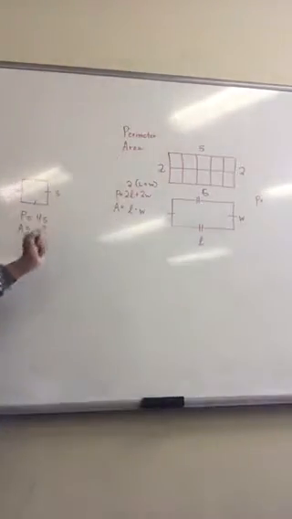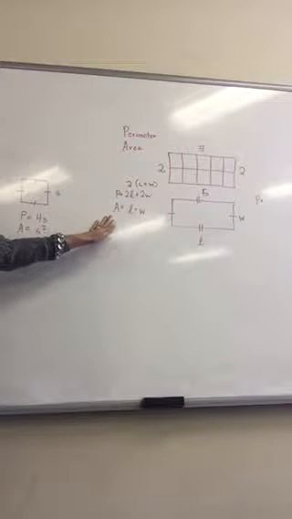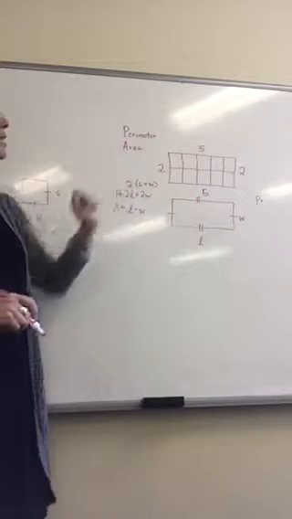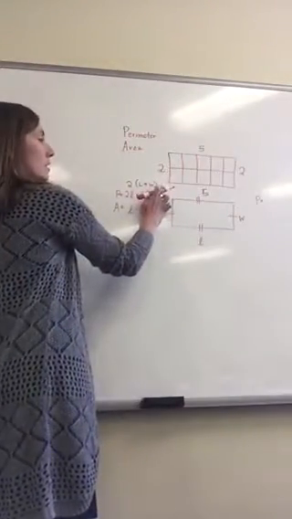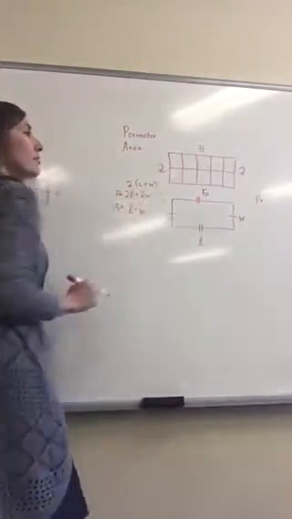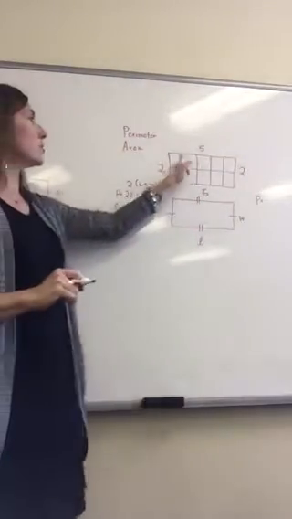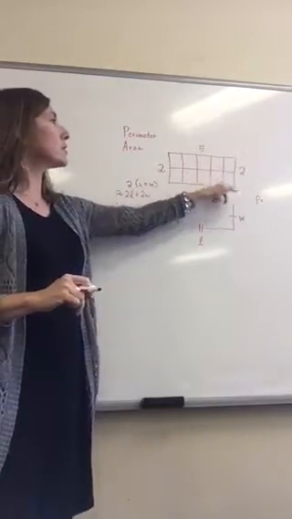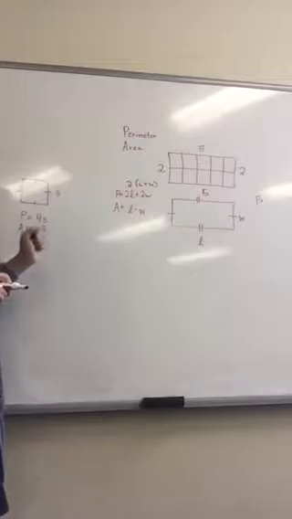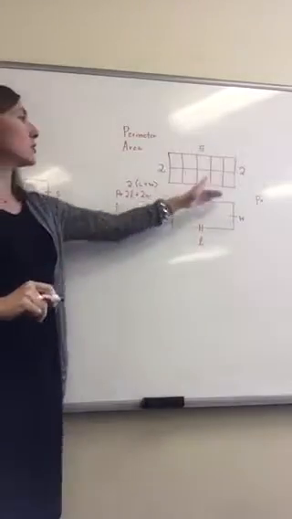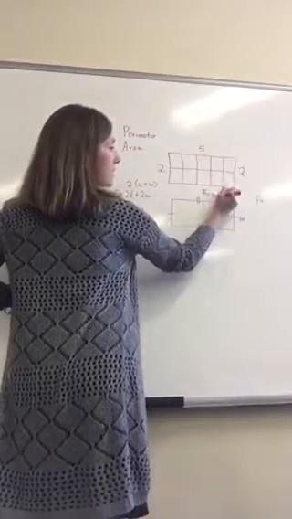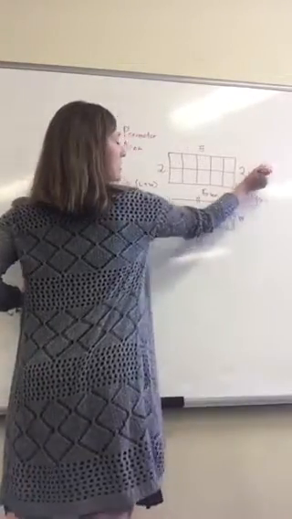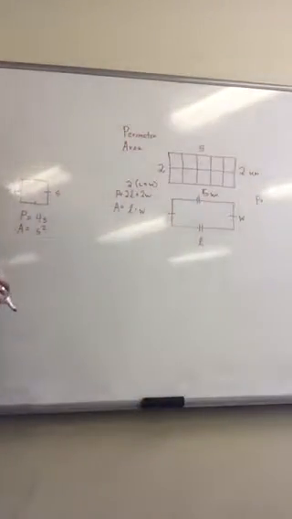Okay, so that's how we find perimeter, 2 lengths plus 2 widths, or adding up all the way around. For area, we're going to say length times width. Let's go back to our top box. We're going to say our length of 5 times our width of 2, and 5 times 2 is 10 units squared. If we count the units, we see that there are 10 of them. And remember, we said it's units times units. 5 units times 2 units is units times units, so it's units squared.